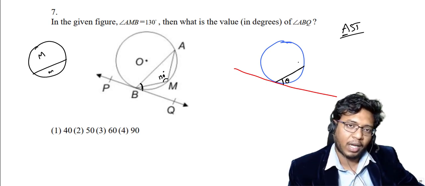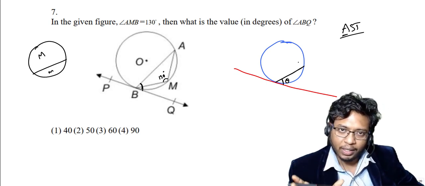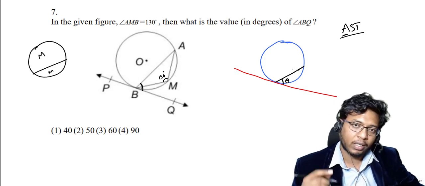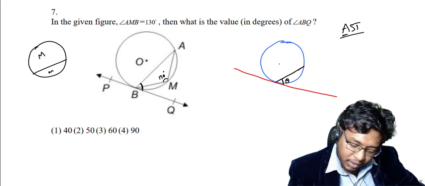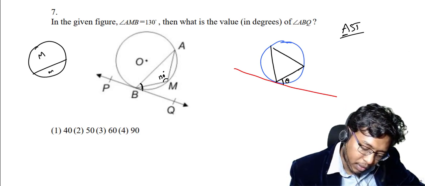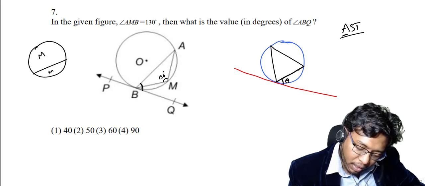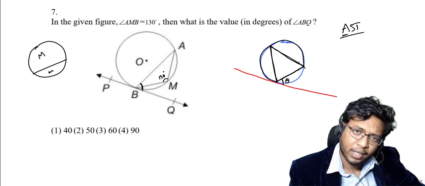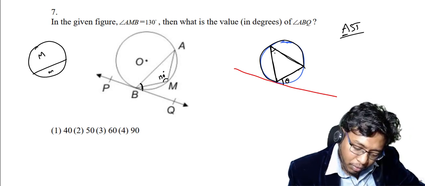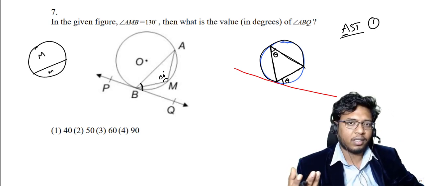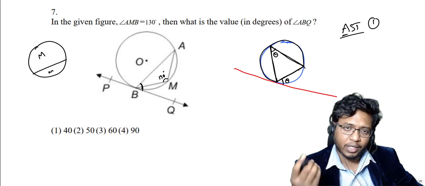Now what did I say? The angle between a chord and a tangent will be equal to the angle made by this chord in the opposite segment. That means here you draw one more line like this, and this will be the opposite segment. So the angle made by this chord in this alternate segment, you can draw the line anywhere. So this theta will be equal to this theta. That's it. So the first thing you learned here is the alternate segment theorem. This is very, very important.